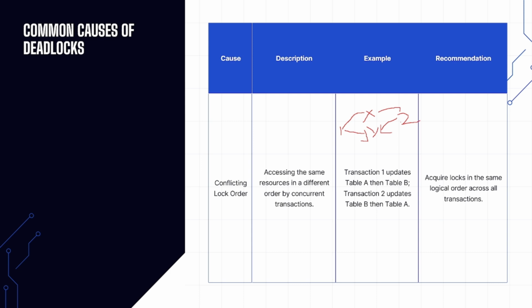So the most effective way to prevent deadlock caused by conflicting lock order is to ensure that all transactions that access the same resource do so in a consistent order. In our example, both transactions should either update table A first and then table B, or table B first, then table A. Establishing and adhering to coding standards that enforce consistent access order is crucial. So, does this explanation of conflicting lock order make sense? Are there any questions about it before we move on?